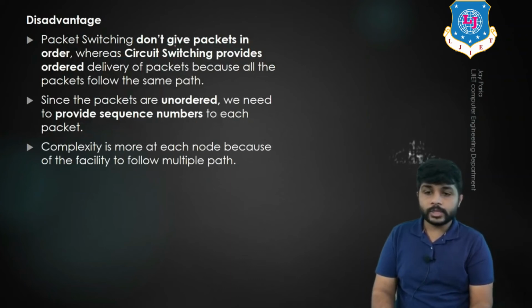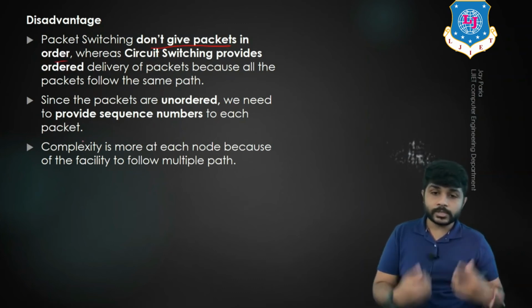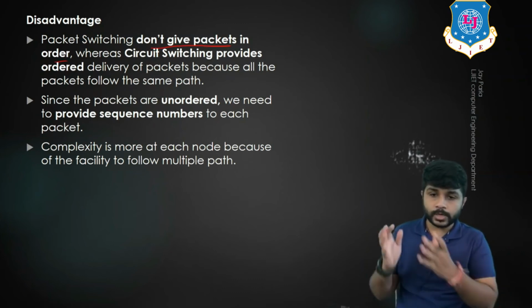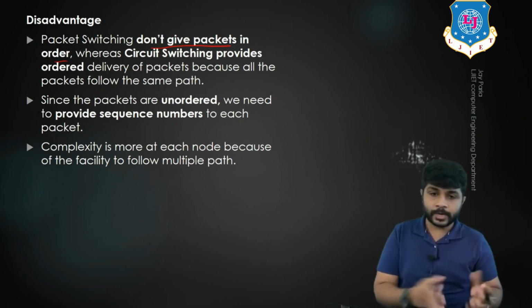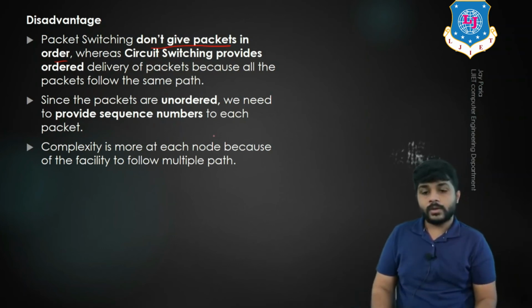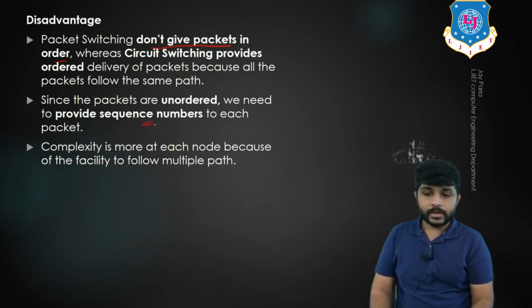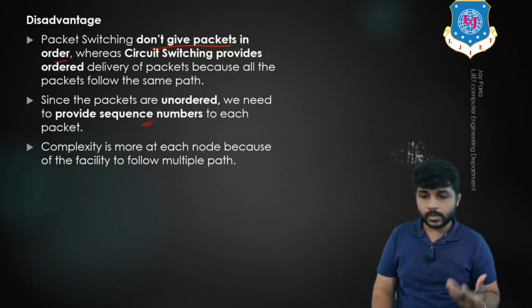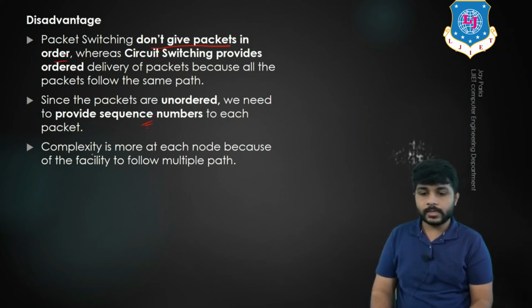In the disadvantage, the packets are not received in order. So the receiver should know which is the first packet and which is the last packet. The receiver should be able to rearrange those packets. In order to do so, we have to provide some sequence numbers. Complexity is more.